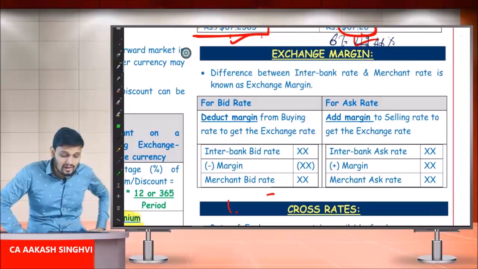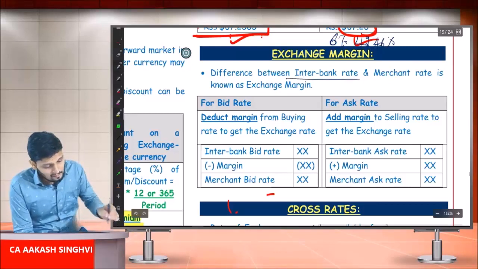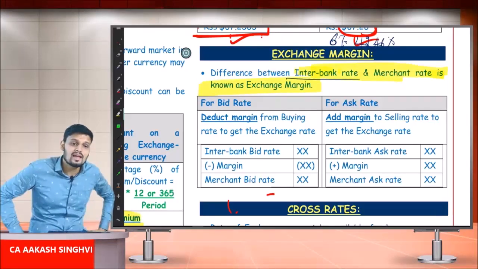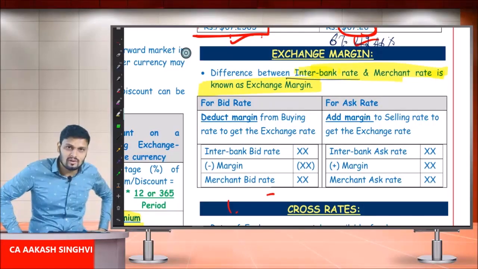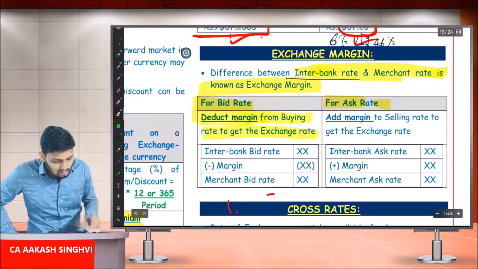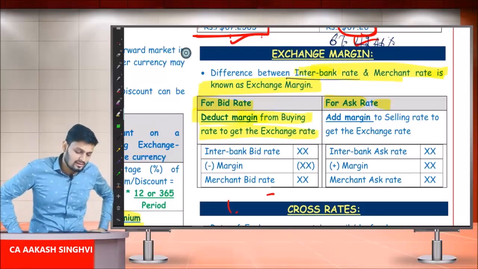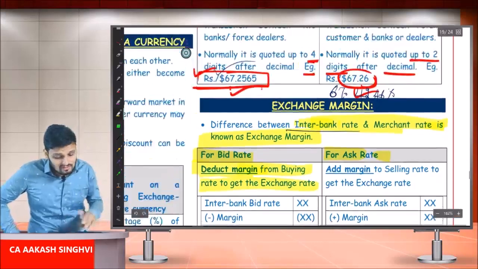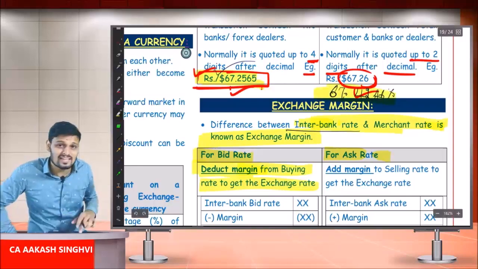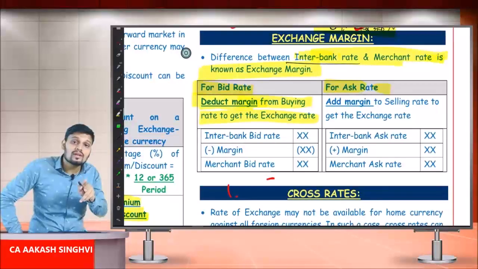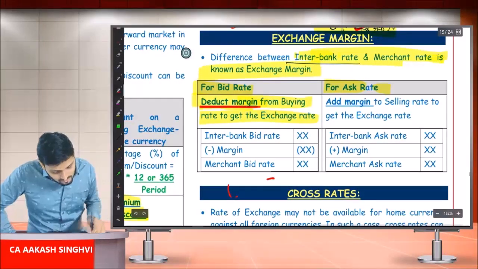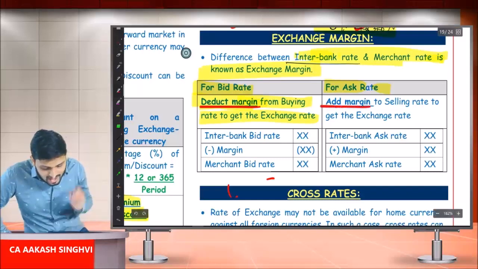Exchange margin, this is what I told you right now. Difference between interbank rate and merchant rate is known as exchange margin. Just now I had explained you the same thing. Okay, this particular point I had missed out. This was only a one-way quote. So for a one-way quote, obviously we will add the exchange margin. But if it is a two-way quote, that is bid rate is also given, ask rate is also given, then we will deduct the margin from the bid rate and add it to the ask rate.